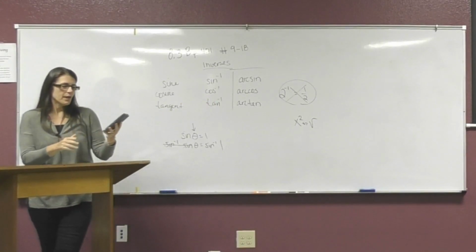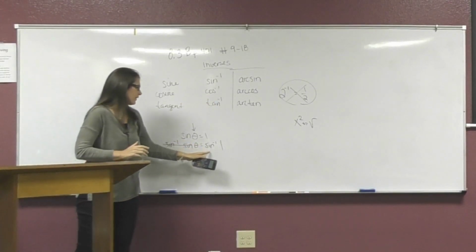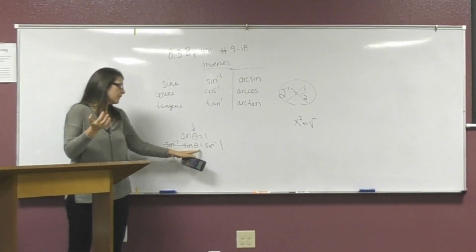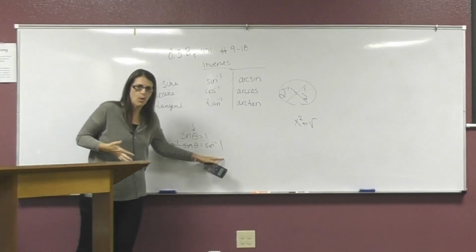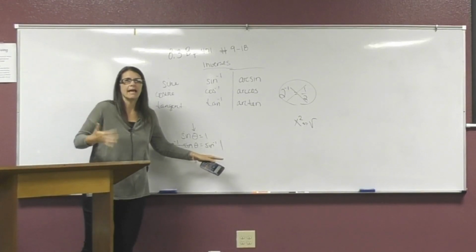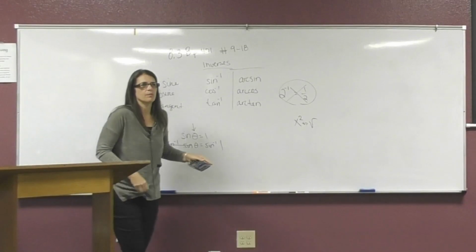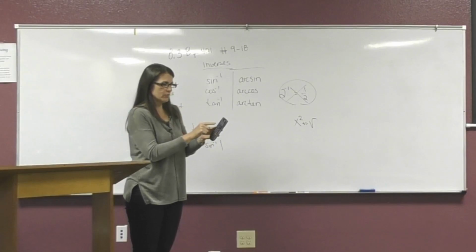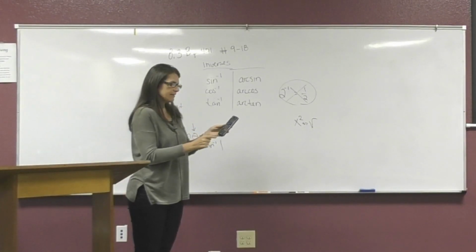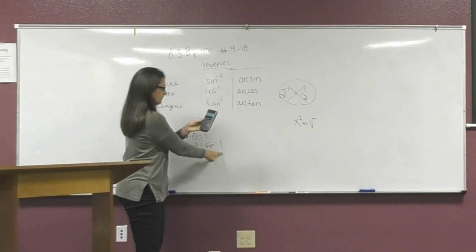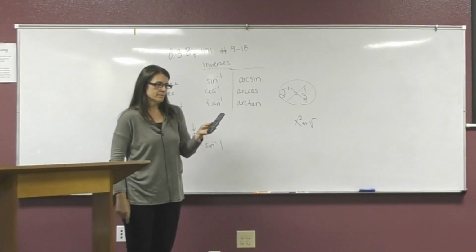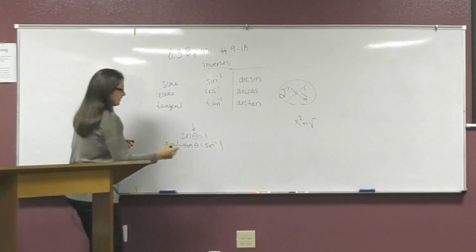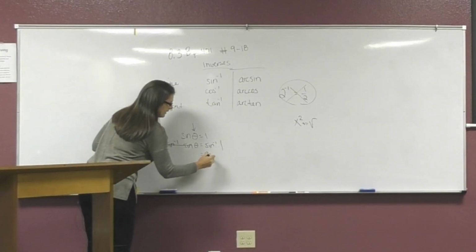Let's try to find this angle right here. Basically we're asking ourselves, the sine of what angle equals 1? Okay, I need that angle. I need to know the degree of that angle. So all you have to do on your calculator is shift, sine, and then that number 1, and hit equals. That's 90 degrees, all right? So I know that my angle is 90 degrees.